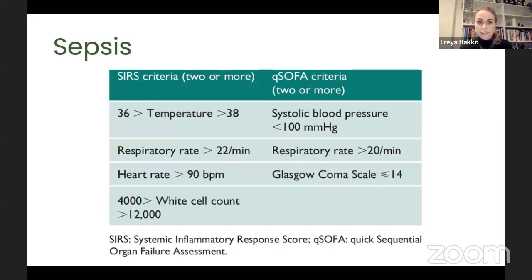Remember to identify patients who you think might have sepsis, so know your SIRS criteria. The Q-SOFA criteria are quite easy to remember: any systolic blood pressure below 100, or respiratory rate over 20, or GCS less than 15. And remember to identify this and act according to the Sepsis 6 within the first hour of identifying sepsis.